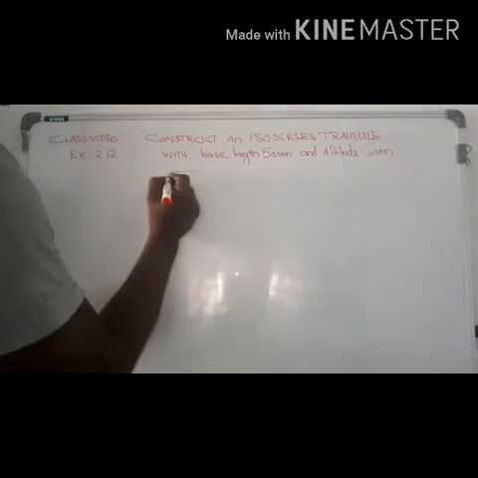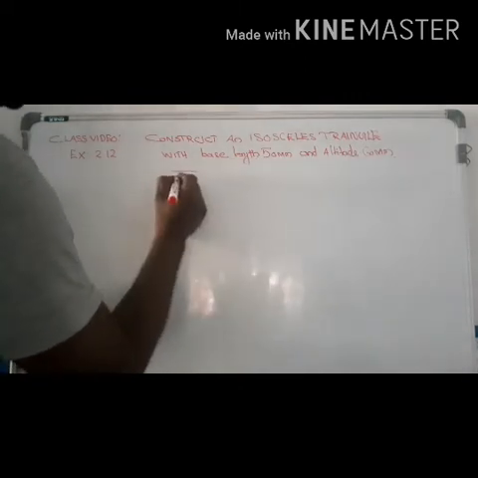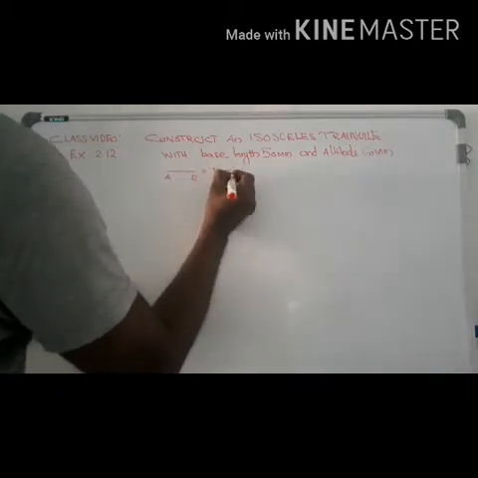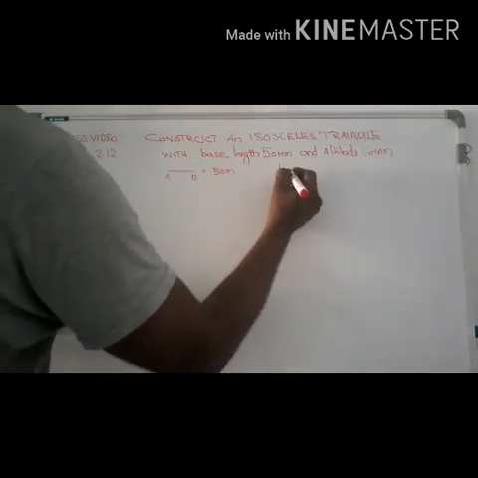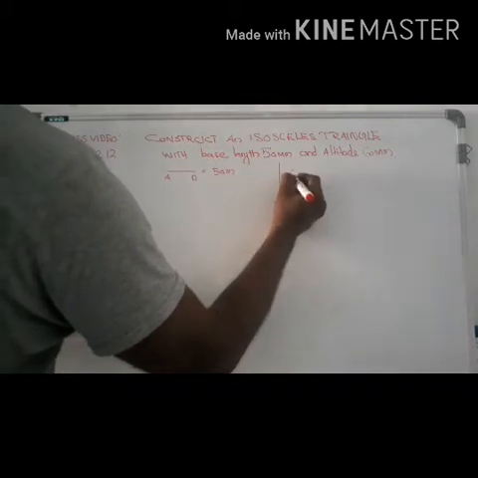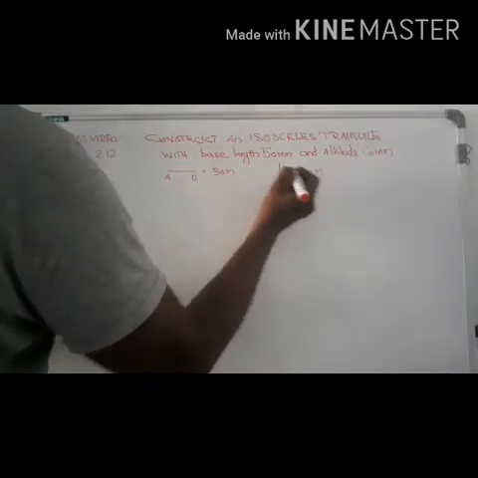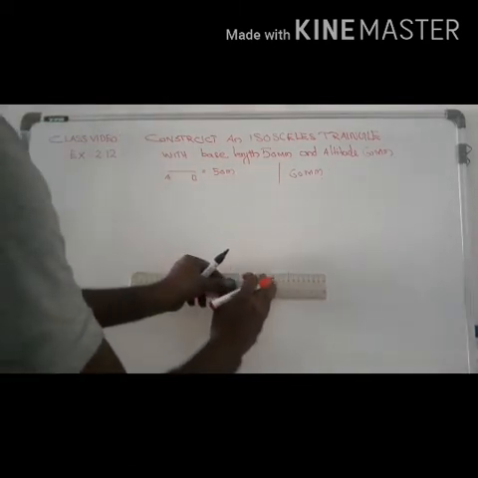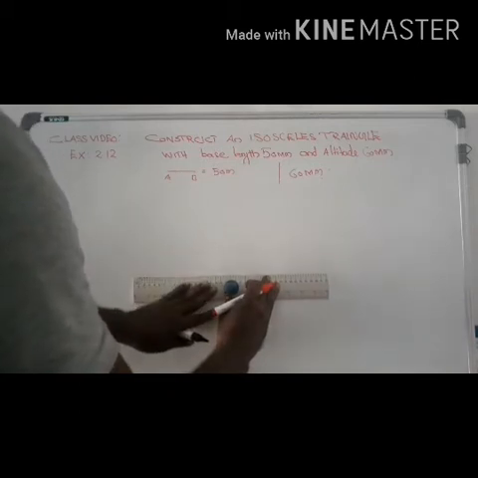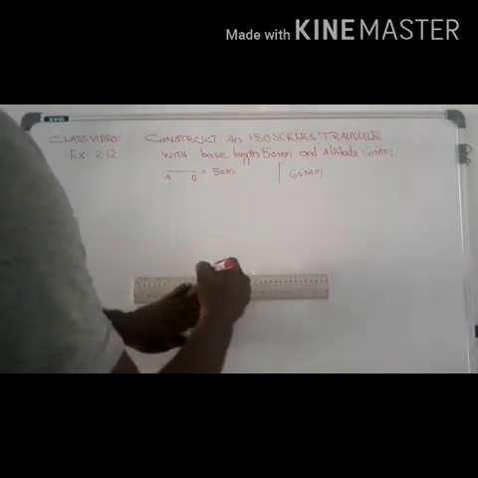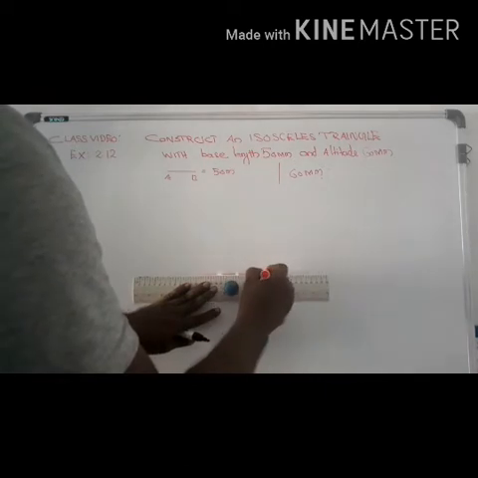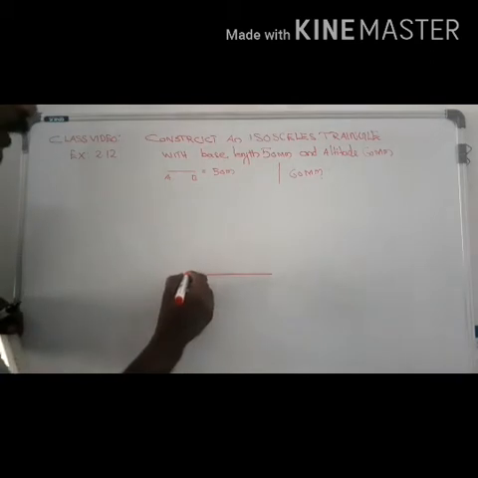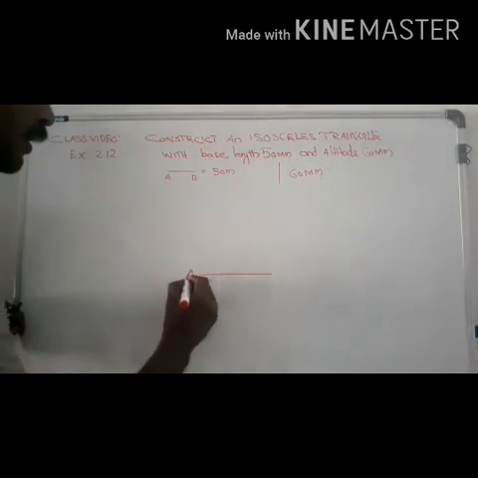First, the length of line AB is given, that is 50 mm, and the length of the altitude is given, that is 60 mm. Using these dimensions, you have to construct an isosceles triangle. First, using your scale, we draw a straight line AB. Its length is 50 mm. Now mark point A here and B here.